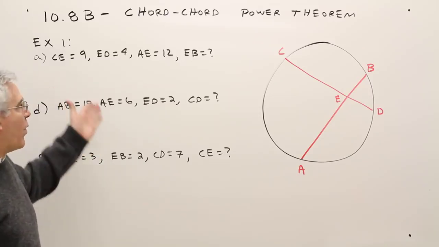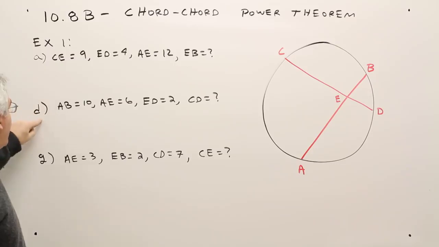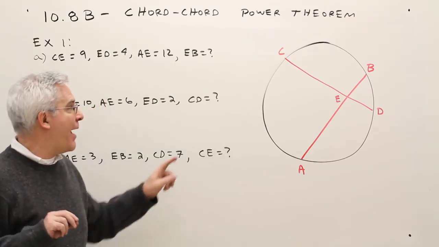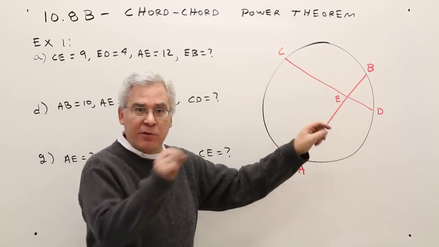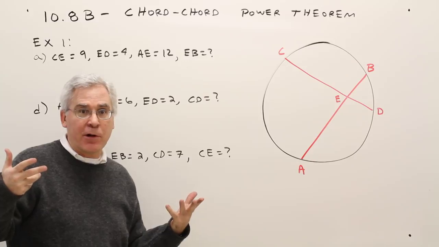So here's example 1. You've got several subparts on your page. I'm just going to pick A, D, and G. They all use the same figure, so I suggest you use a pencil to write in the numbers and then erase it so you can do the next. Or if you prefer, you can write 3 different pictures.